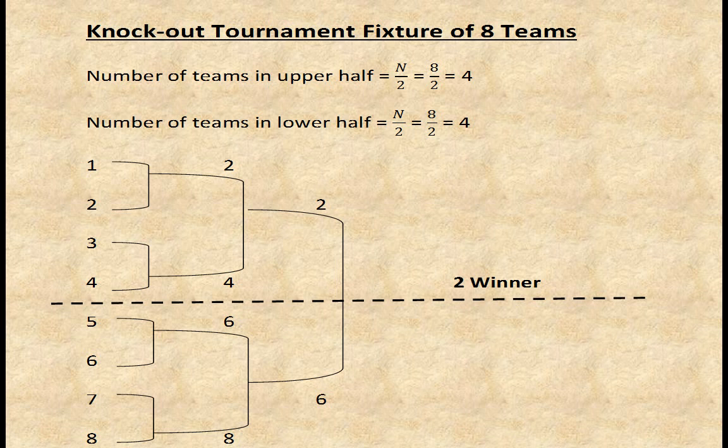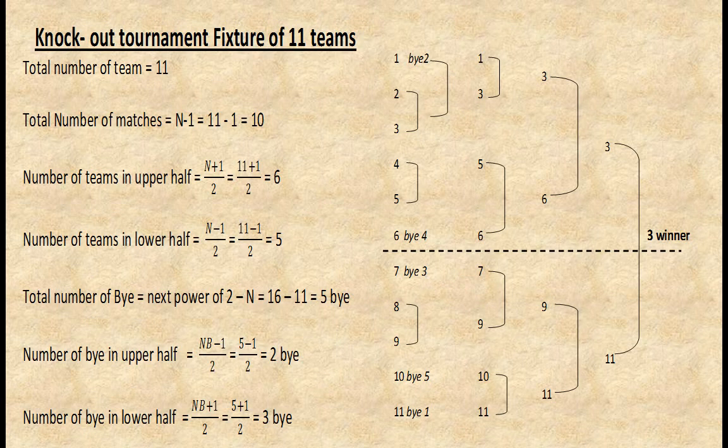So if second team is winner, so winner is second. Got it? Like this, you will make a fixture in 8 teams. So it is very easy to make fixture when teams are in 2 to the power. Now we will make a fixture of 11 teams.